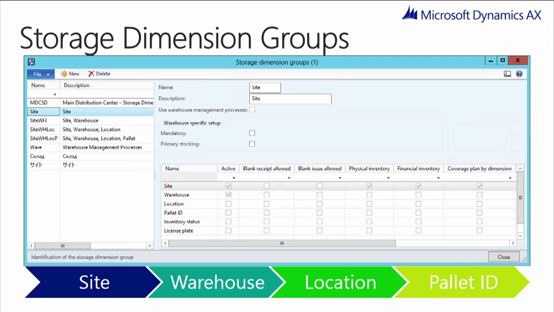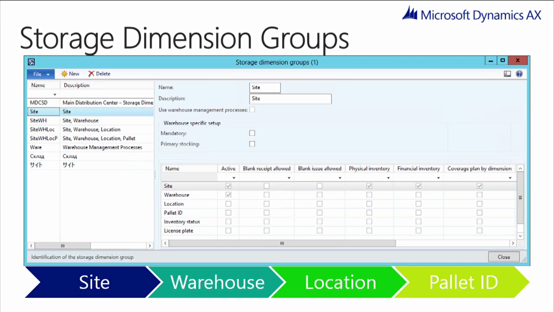There are checkboxes that determine if blank values are allowed when issuing or receiving inventory, and the physical and financial checkboxes control how the item will be tracked in inventory. If the physical inventory checkbox is selected, the dimension must be included in the physical inventory. AX checks the physical on-hand level based on the dimension value when the packing slip is created for issued products. This works in combination with the Allow Physical Negative checkbox found on the Item Model group, which we will discuss later.